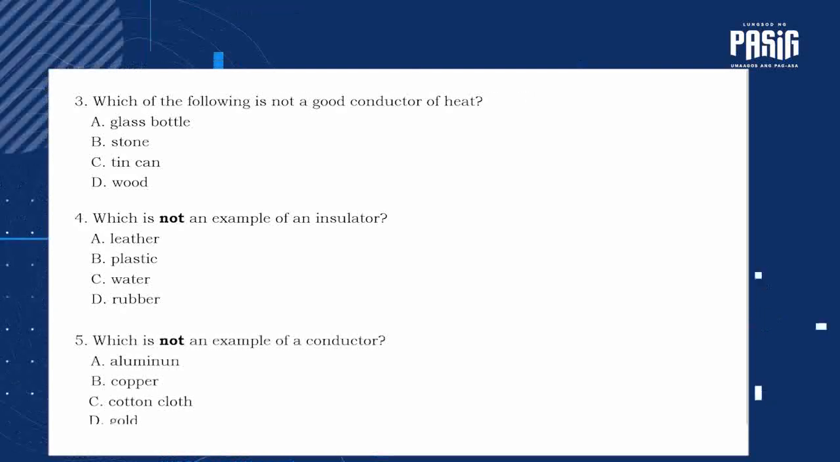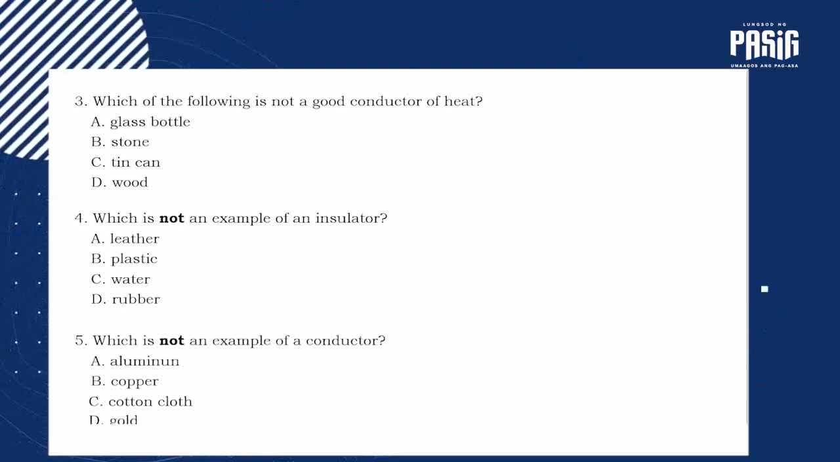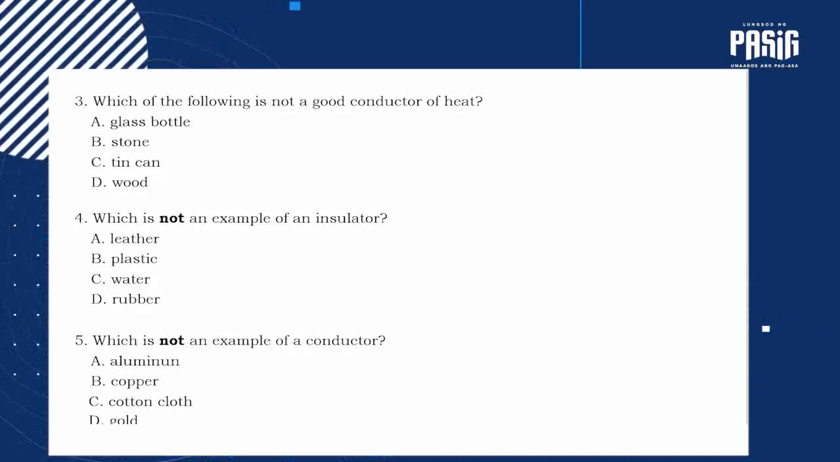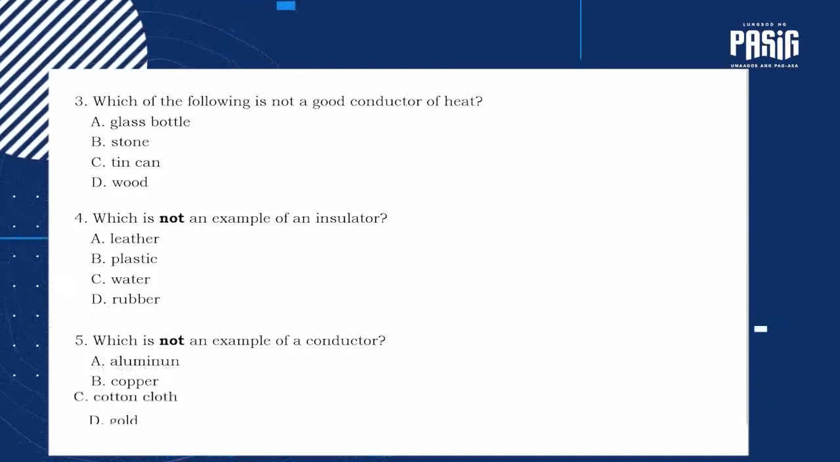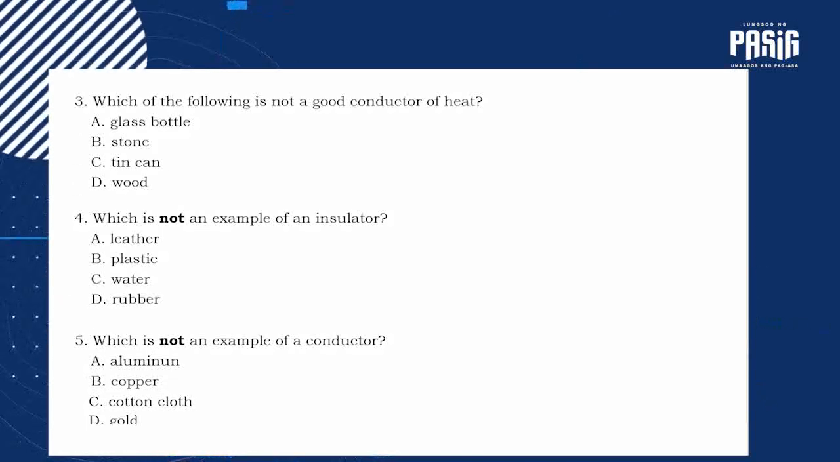Number 5. Which is not an example of a conductor? A. Aluminum. B. Copper. C. Cotton cloth. And letter D. Gold. Answer, please. Very good. The answer is letter C. Cotton cloth.